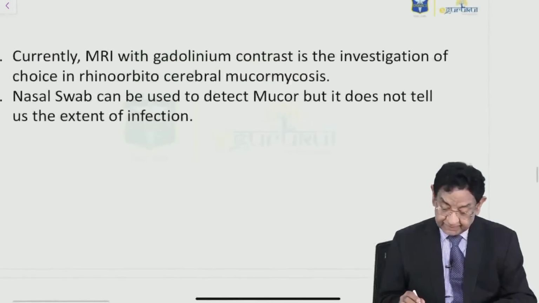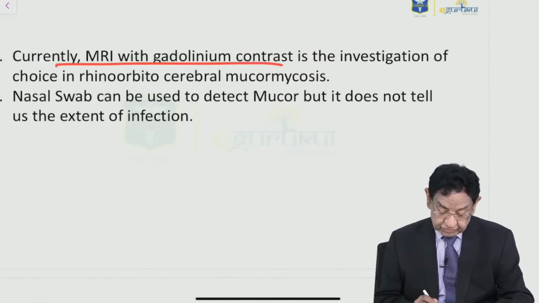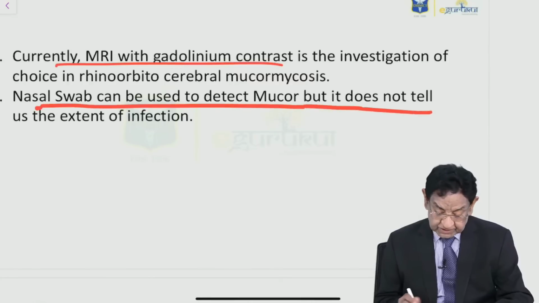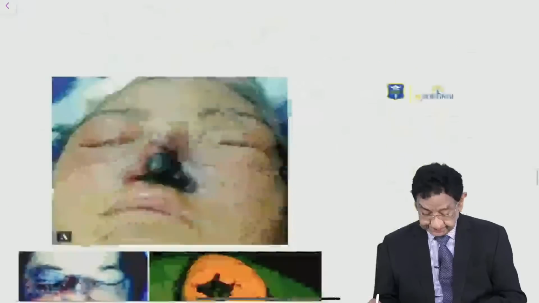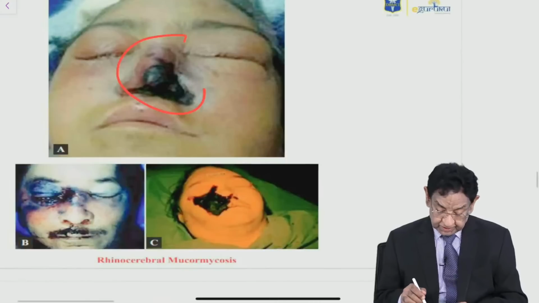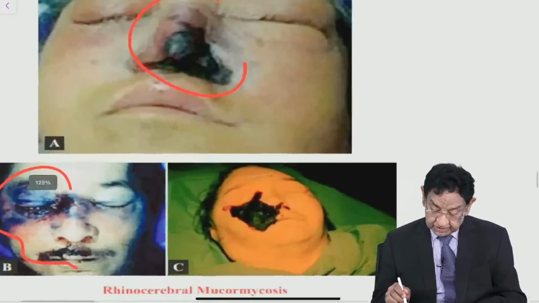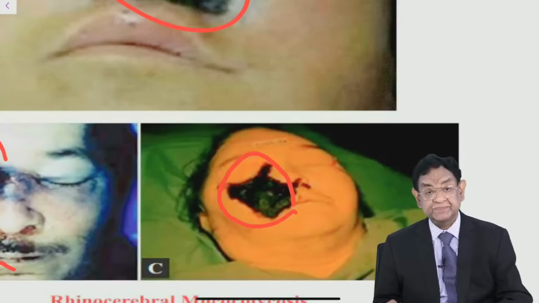So we go for MRI with contrast. A nasal swab can be used to detect mucus but does not tell the extent of infection. So the investigation of choice is MRI. This is a typical picture. Just see, the nose is involved, the eyes are involved. You can see one side of the face is involved.